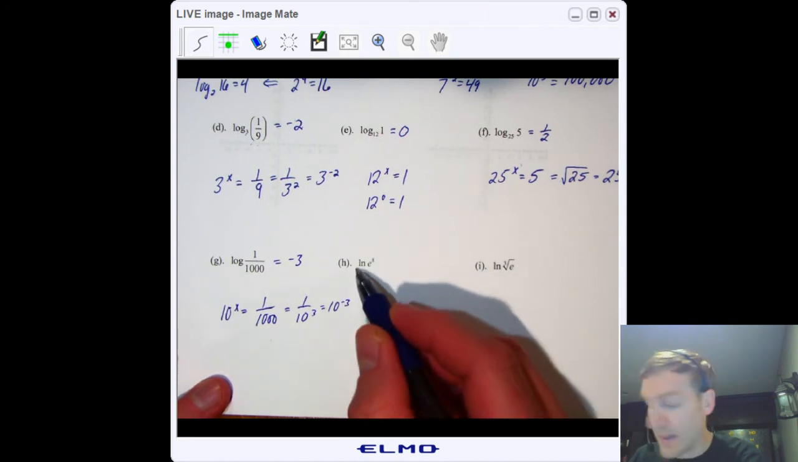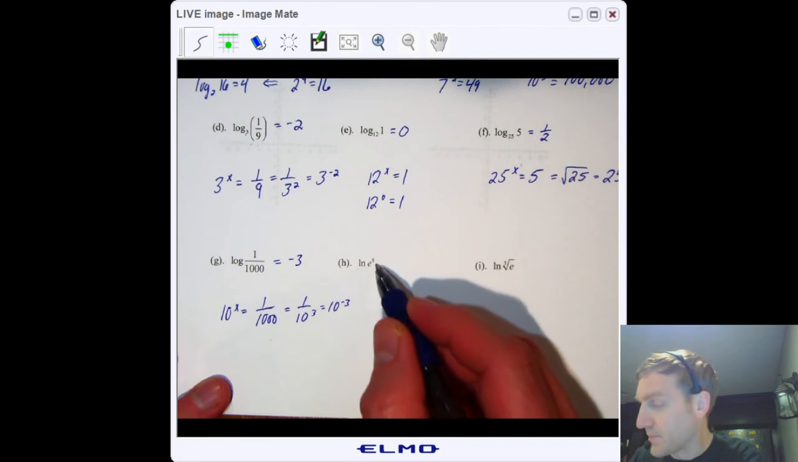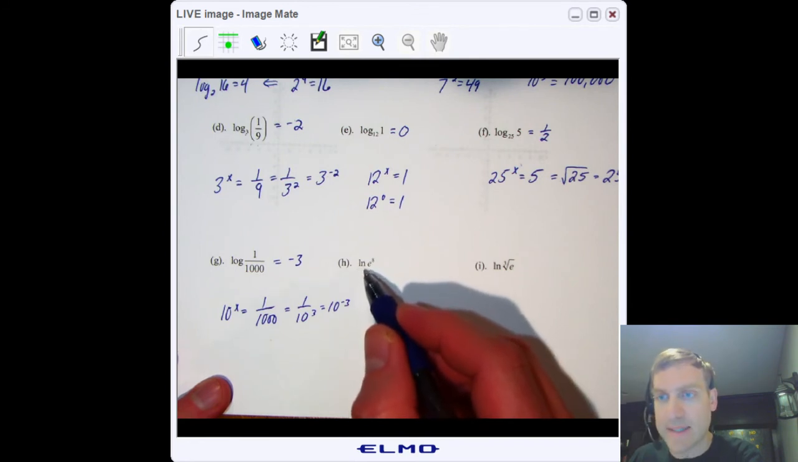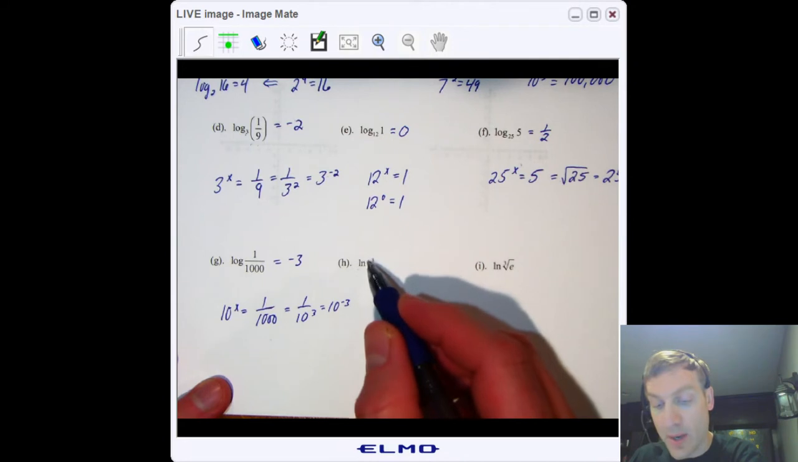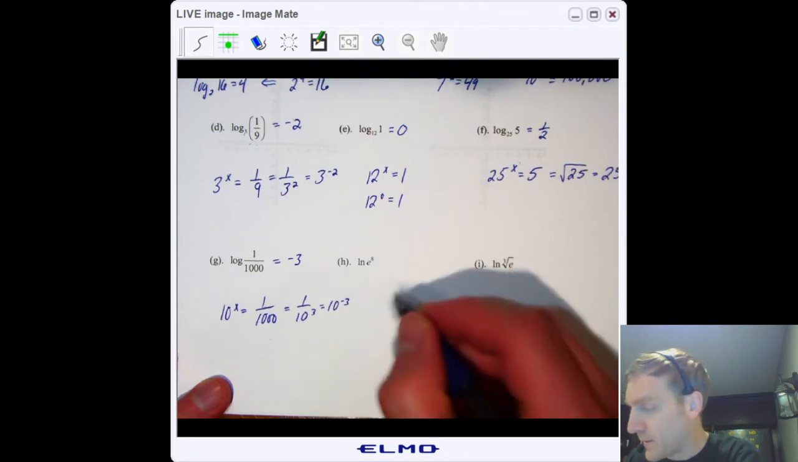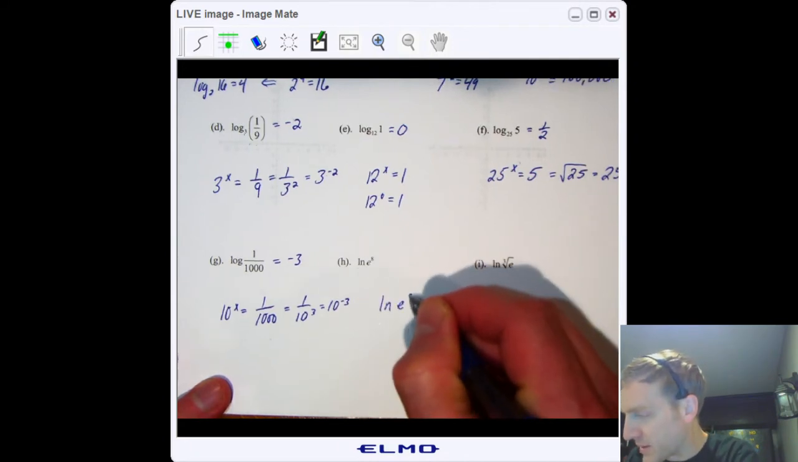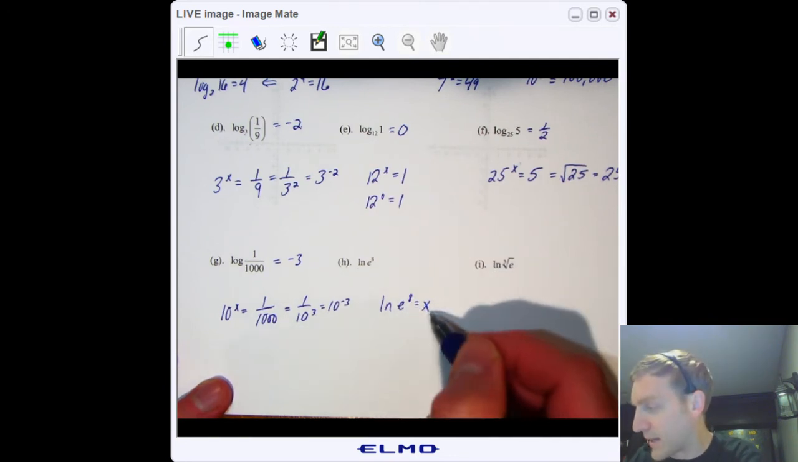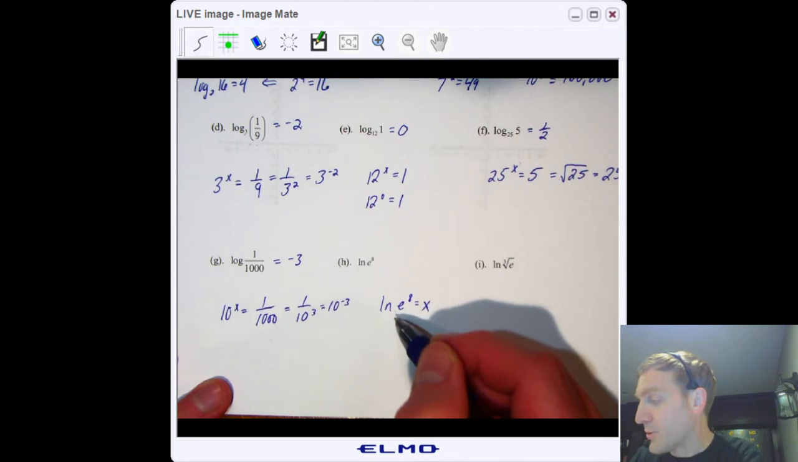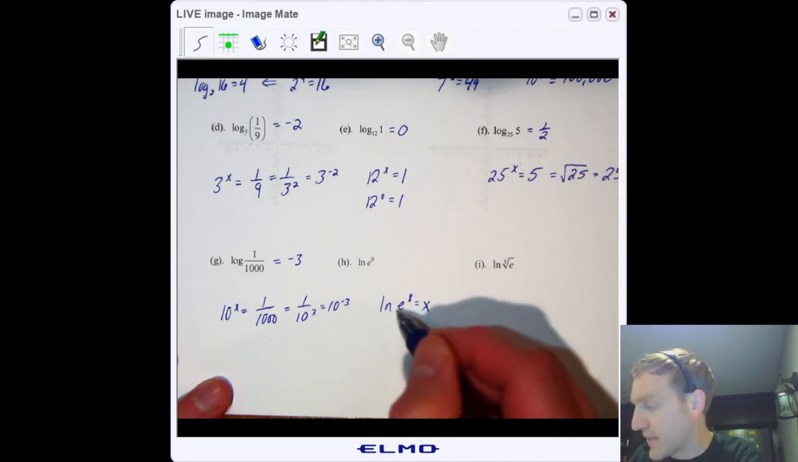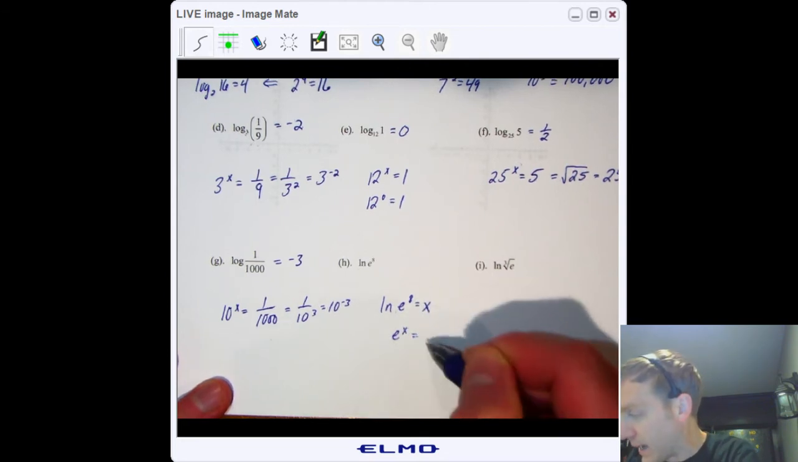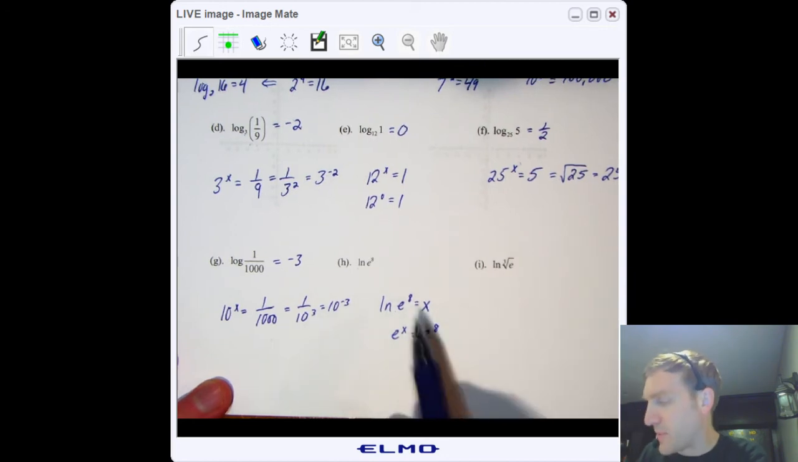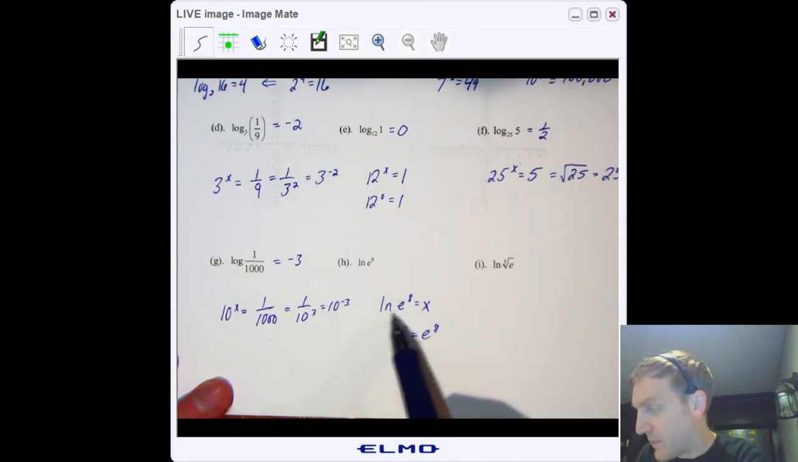Next one, ln of e to the 8th. Well, this ln means base e. But look, your number also has a base e. So let me just write this out just to be clear. I'm going to set it equal to x. ln of e to the 8 equals x. Well, this ln means base e. So I'm going to say that e to the x equals e to the 8. So just to be clear, this e is the base there. The exponent is x, and this e to the 8th is your answer.